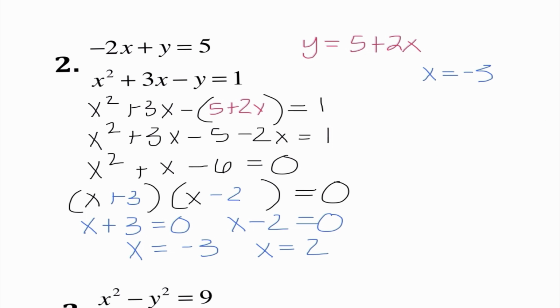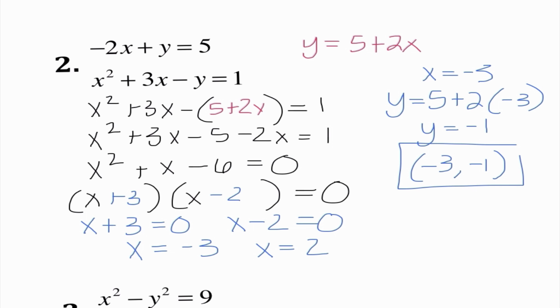So when x is equal to -3, y is 5 plus 2 times -3, or -1. So -3, -1 is one of my solutions. And once again, I would want to check it in here. 6 minus 1 is 5. 9 minus 9 plus 1 is 1. So that does work.